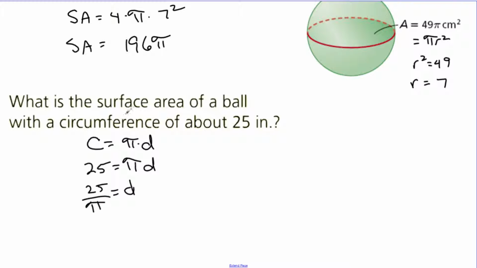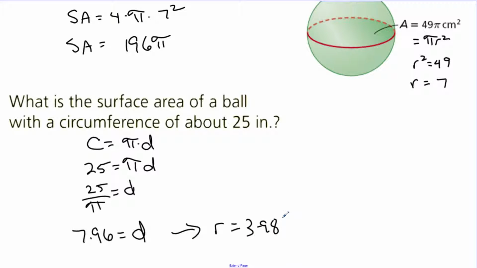So in this case, they did not specify to leave our answer in terms of pi, so I'm going to go to my calculator and type in 25 divided by pi, and it's going to give me an answer of about 7.96. So we're going to say the diameter of this circle is 7.96, okay? If I cut that in half now, divided by 2, we get about 3.98, okay? So that means that the radius is 3.98, okay?